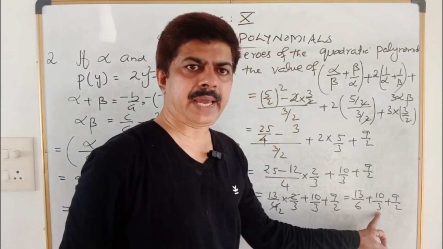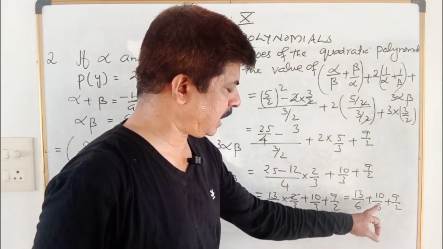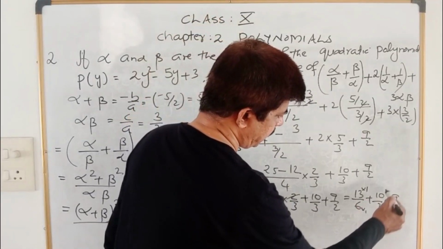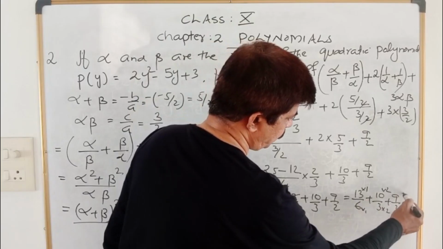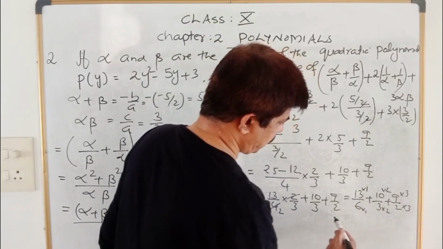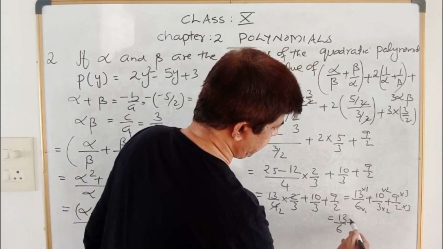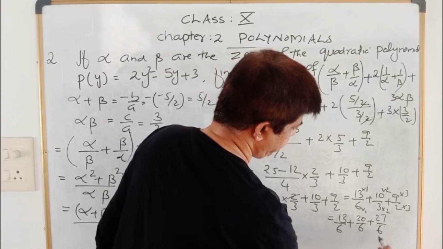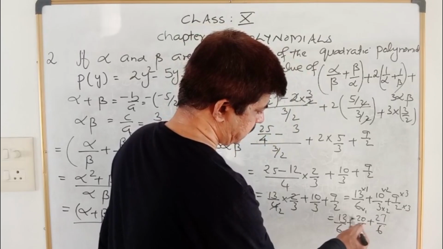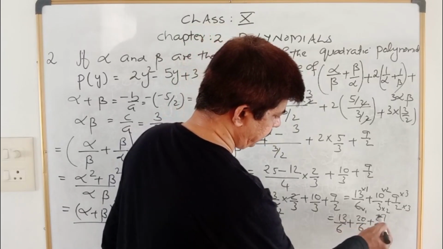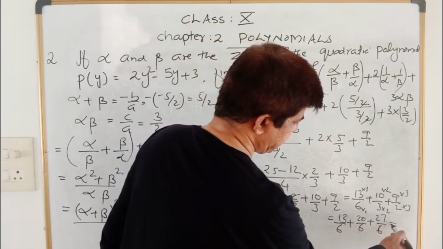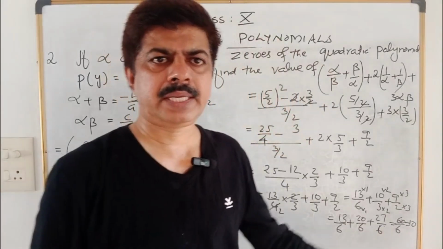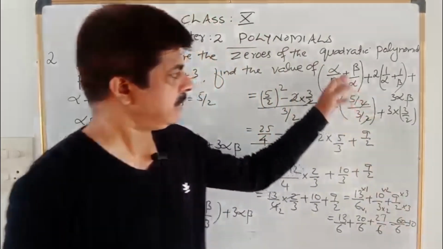This has to be added. They are different denominators. Since the LCM is 6, we make the common denominator by multiplying by 1, here 2, here 3. 13 by 6, 20 by 6, 27 by 6. So what is the sum of 20 and 13? 33, 40, 60. 60 by 6, what is the answer? Our answer is 10. We got the answer.